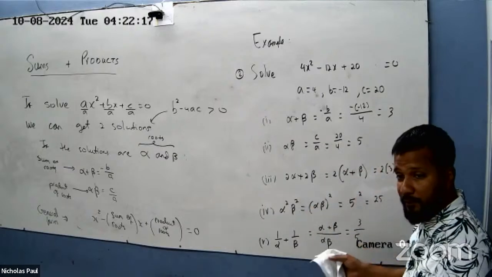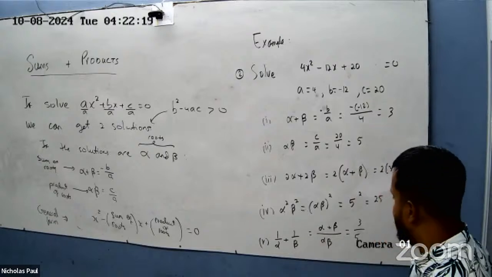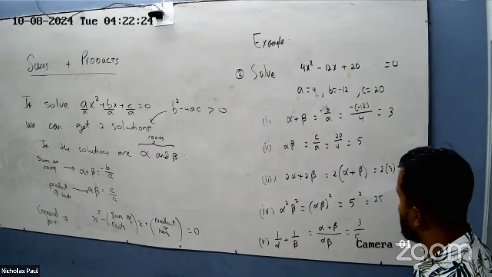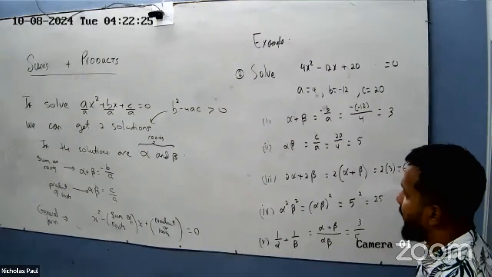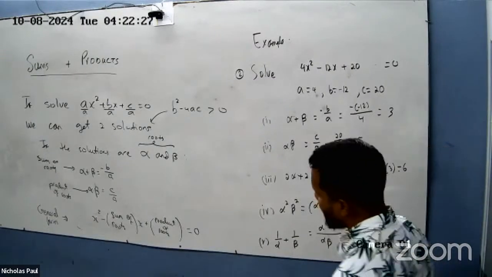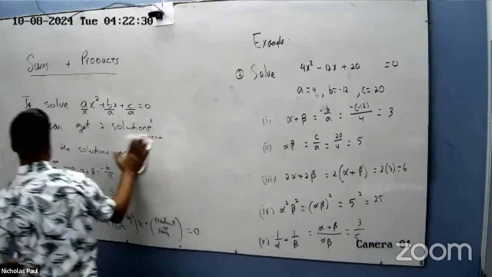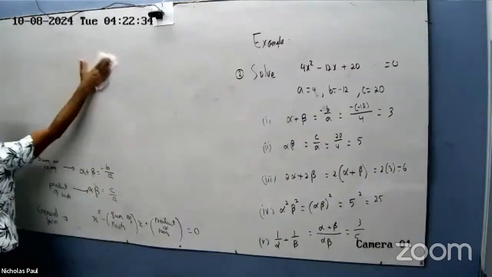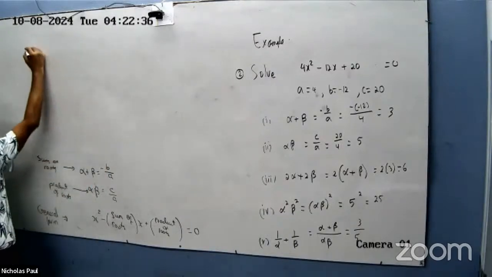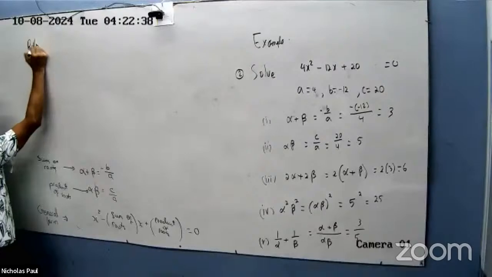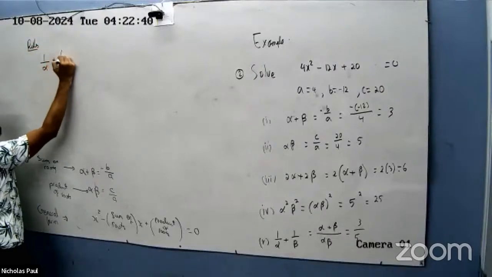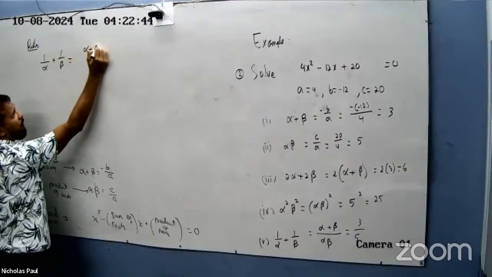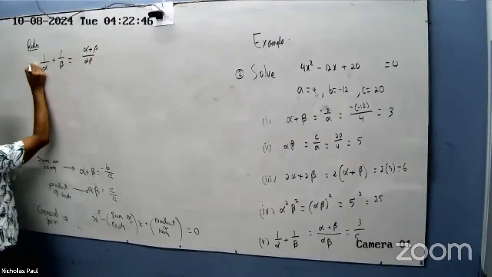Are you okay with that? Right. There is one rule that I would want you to learn. There are some rules I just wanted you to learn. I'm just giving you a few. You can always move them up. 1 on alpha plus 1 on beta is always this. Right? That's the first rule.